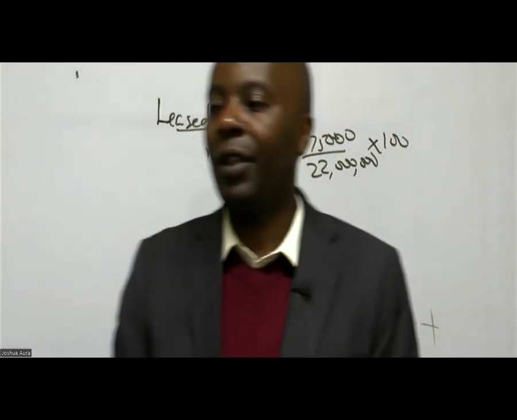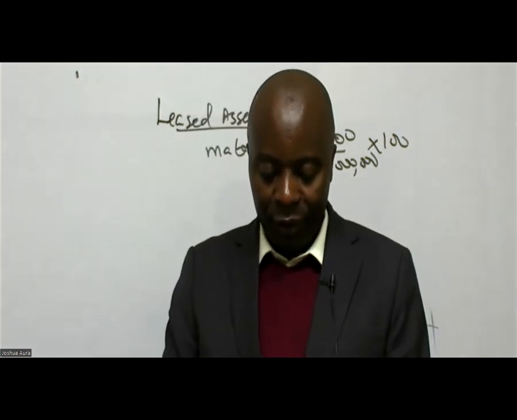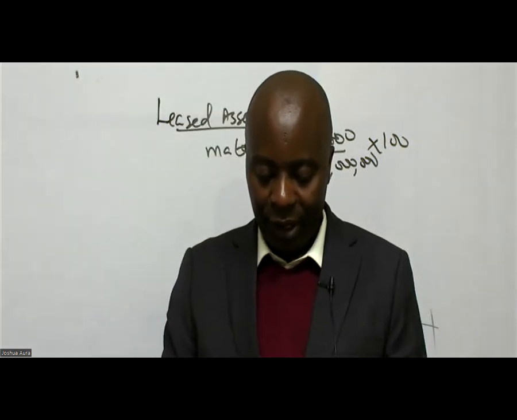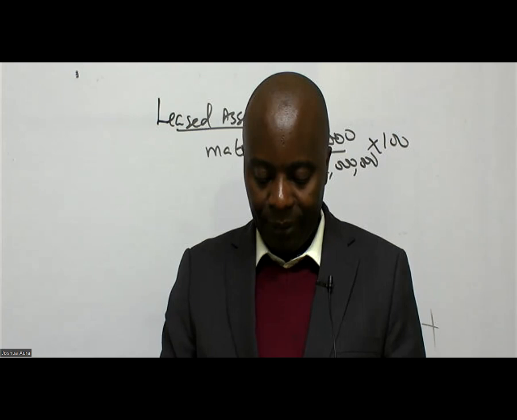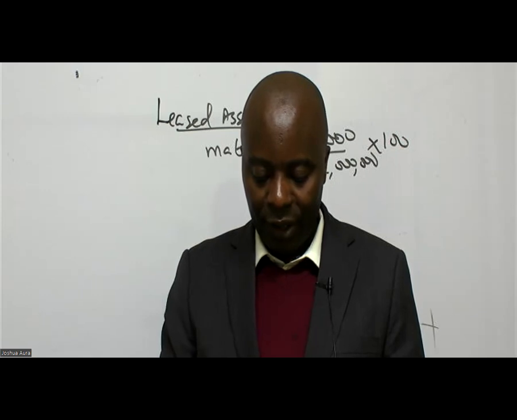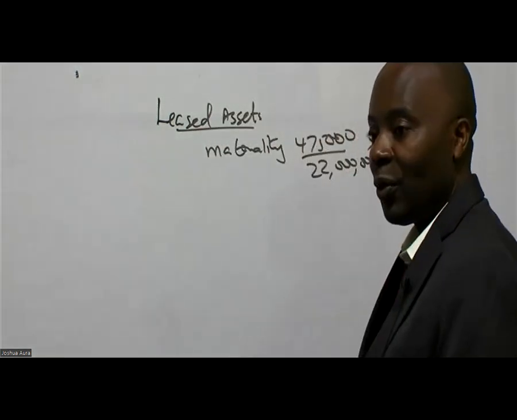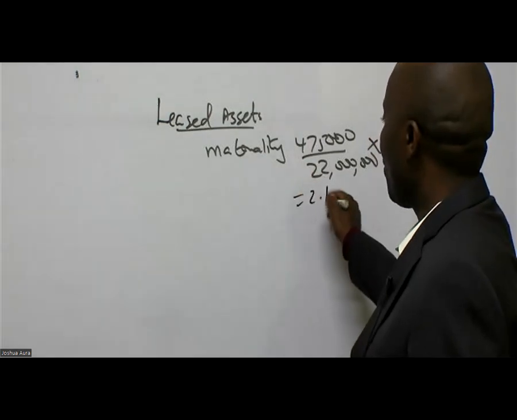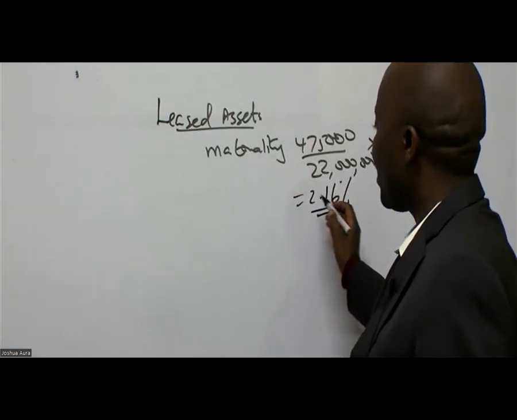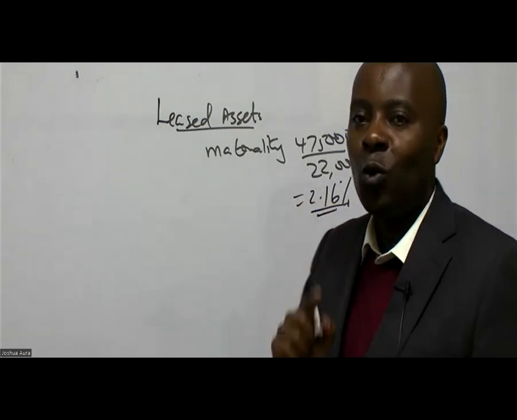If you take 475,000 divided by 22 million, right, times 100, I'm getting 2.16%. Material, it's more than 1%. So this is material, so 2.1%. So this person has made quite a good analysis here.